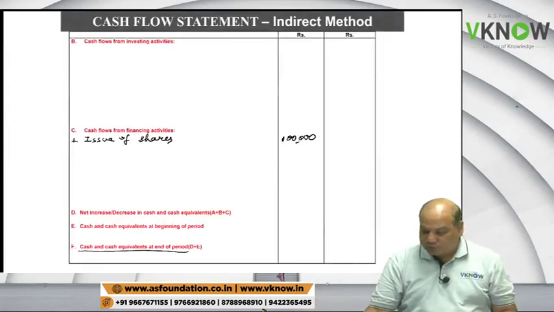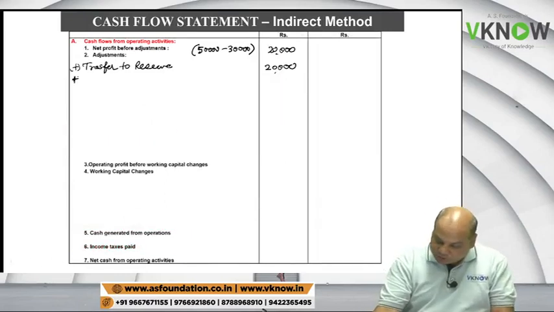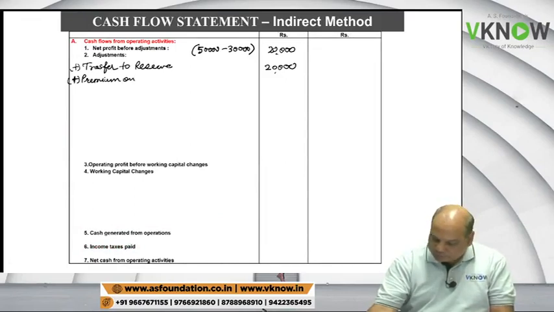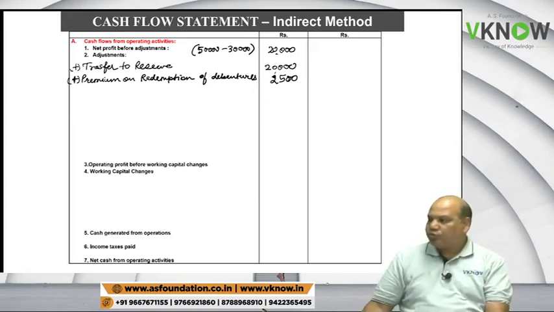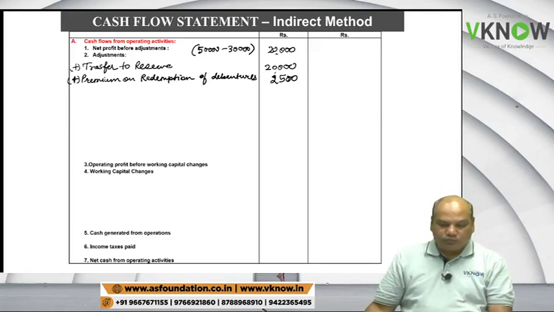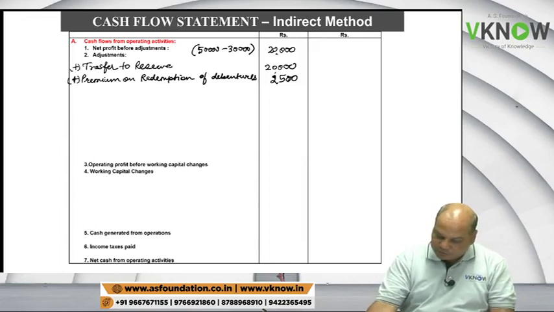So please come to adjustments. In adjustment, you will write add premium on redemption of debentures, 2,500 rupees. Premium on redemption of debenture, 2,500 rupees, 5% of 50,000.